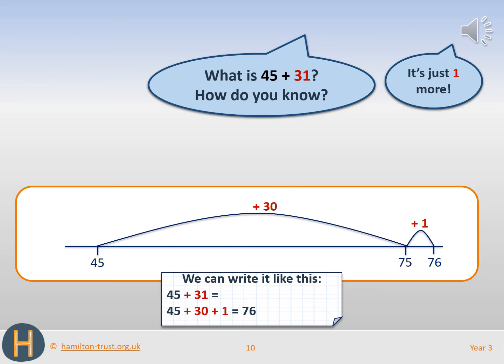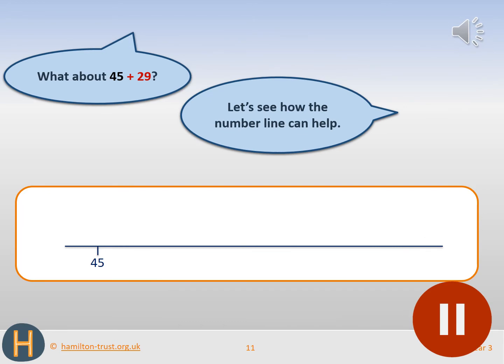We can record the number sentence and it will look something like this at the bottom of the video. 45 add 31 equals. If we break that down and partition it, we have 45 add 30 add 1 equals 76. Now it's your turn.